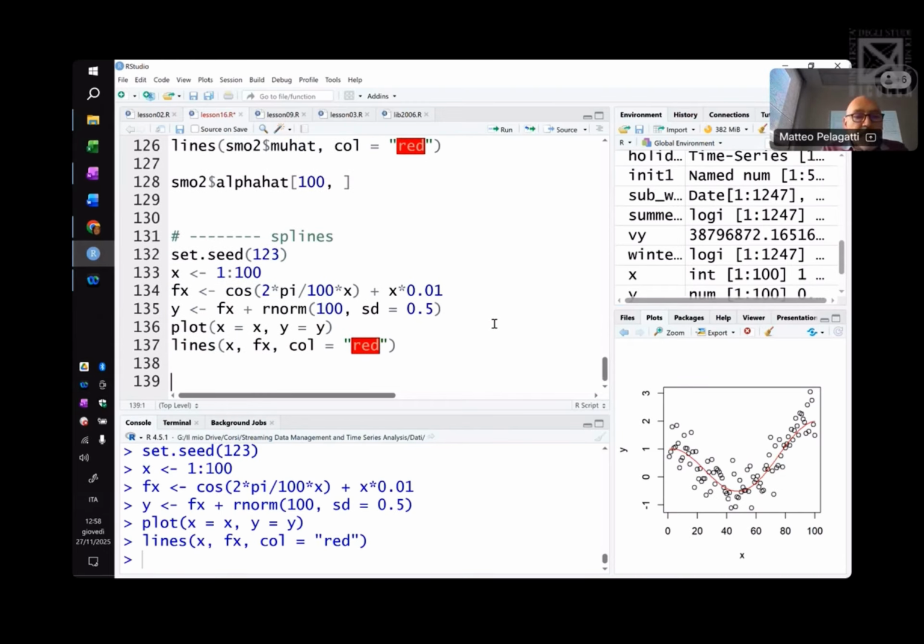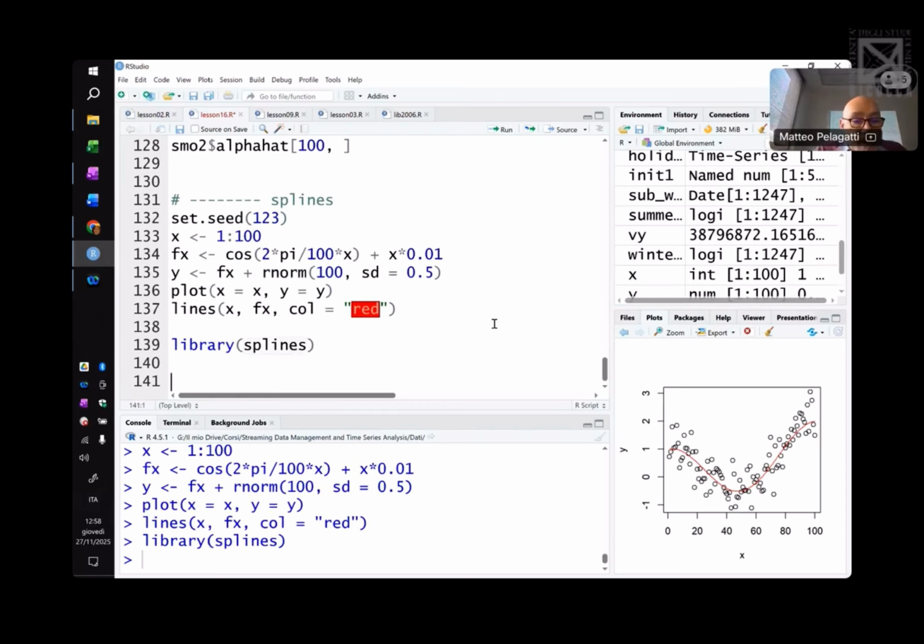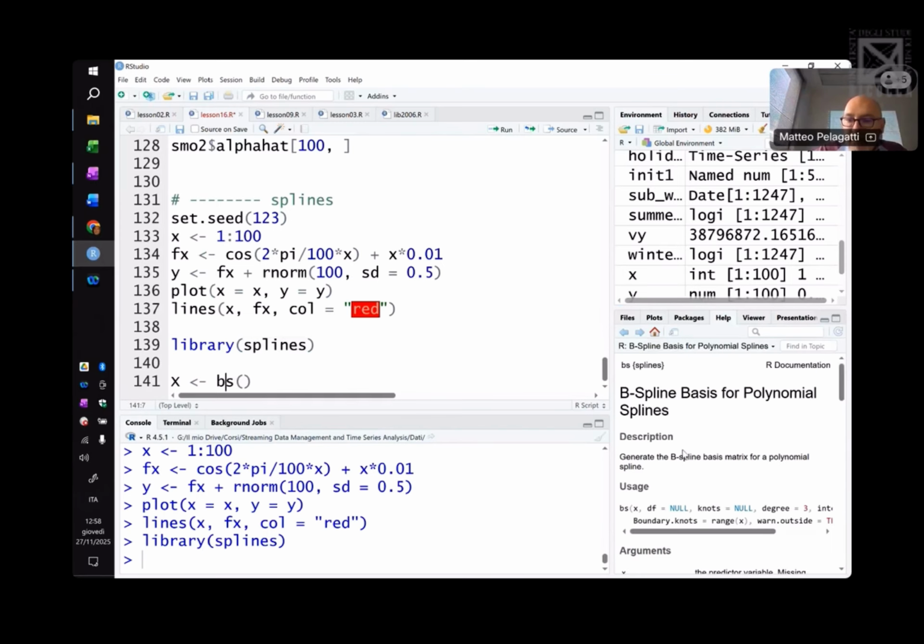How do we create spline bases? Well, as I told you, there is this library called splines, which is always loaded into R, but there are libraries also for that in Python. The function that is mostly used for building splines is called BS, basis splines. So spline basis is BS. For example, I can build an X, so this would be a matrix of spline basis.